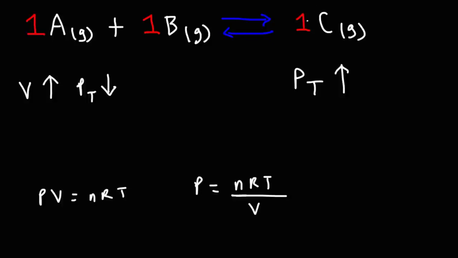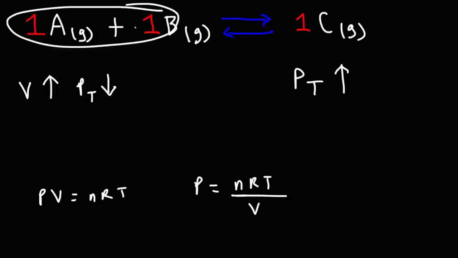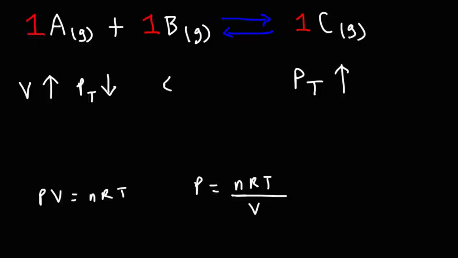Now, notice that we have one gas molecule on the right side, but we have two gas molecules on the left. In order to increase the total pressure, it needs to shift to the side with more moles of gas molecules. So we have 1 mole of gas molecules on the right per 2 moles on the left. So it's going to shift to the left side because there's more moles of gas. And by shifting to the left, it's going to increase the total pressure.